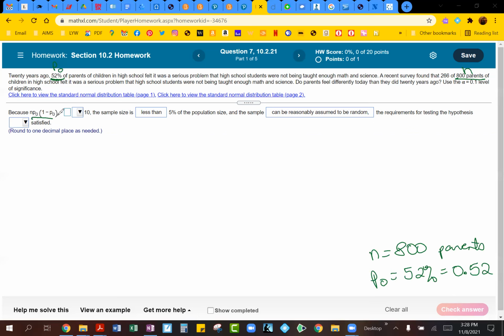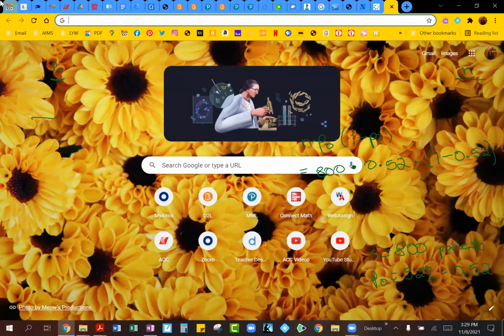So when they ask us to do this little math over here, N times P sub 0 times 1 minus P sub 0, you are doing 800 times 0.52 times 1 minus 0.52. And sorry, I do apologize. I didn't get a chance to create our Google Sheets like I normally like to use for this one. So I am going to wing it, and I'll make it a little bit more formal next time.